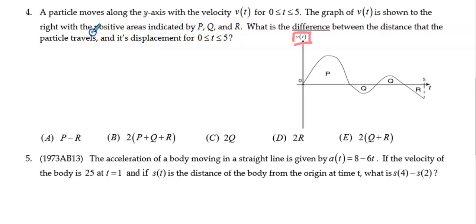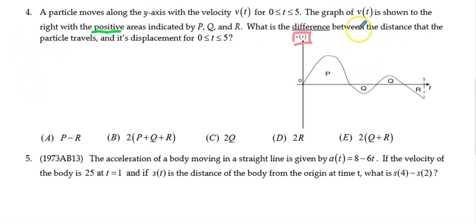Notice that again, all of our areas are positive. It's just that when we're underneath the x-axis, our rate of change is actually negative, right? What is the difference between the distance of the particle and its displacement? So we want to look for the difference.